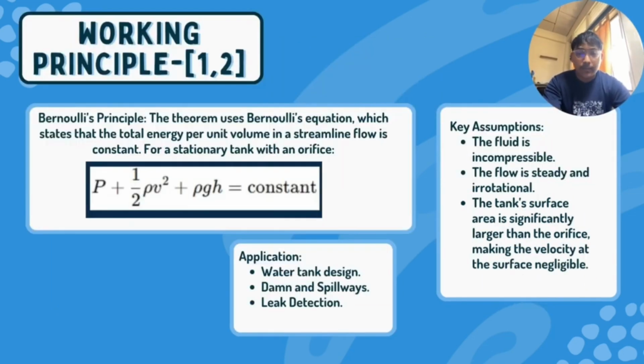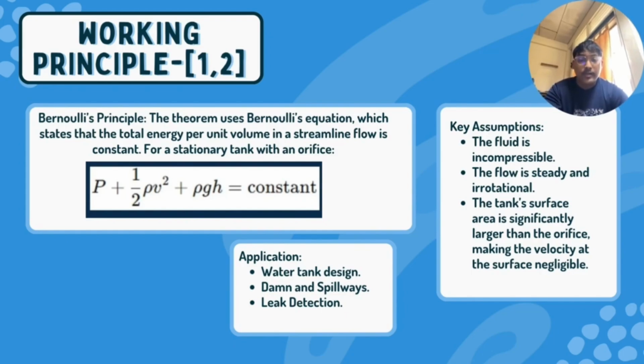Okay, for the working principle, Bernoulli's principle. The theorem uses Bernoulli's equation, which states that the total energy per unit volume in a streamline flow is constant for a stationary tank with an orifice. The equation is P plus 1/2 rho v squared plus rho gh equals constant. The key assumptions are that the fluid is incompressible, the flow is steady and irrotational, and the tank's surface area is significantly larger than the orifice, making the velocity at the surface negligible.